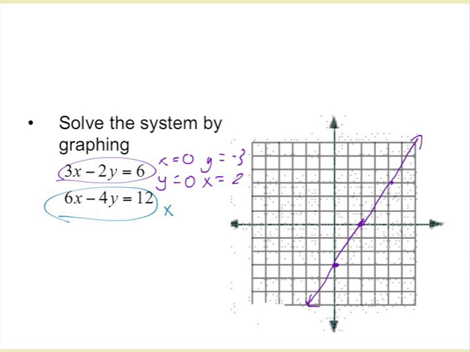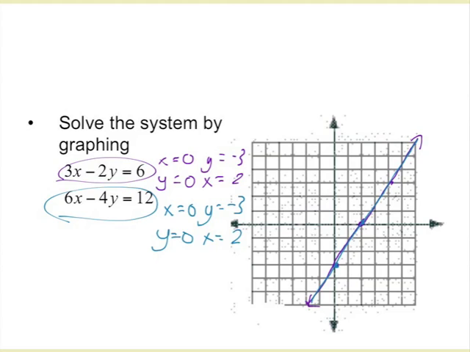For the second one, if I let x equal 0, what do I get for y? -3. And if I let y equal 0, what do I get for x? 2. If I plot those out, they are actually the same point, so I get the same line. So it turns out that these were actually exactly the same line, which means that any point that one of them touches, the other one touches as well, and all of those points are solutions.